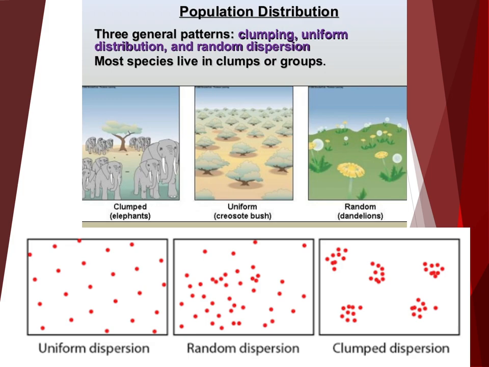Clumped distribution can also result from positive interactions between individuals. Clumped distributions, such as those seen in fish, can protect individuals in the group from predation and make it easier for individuals to find mates.